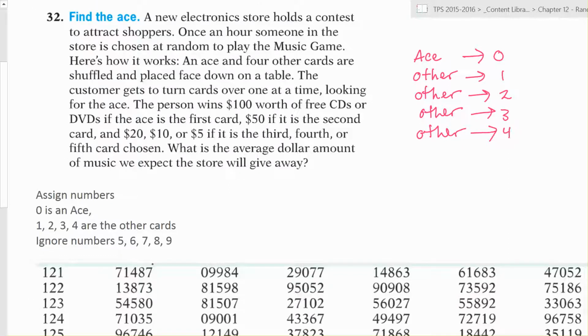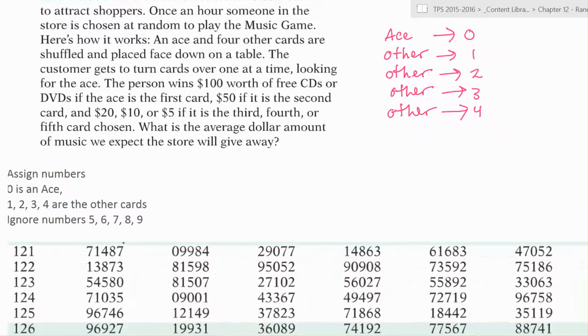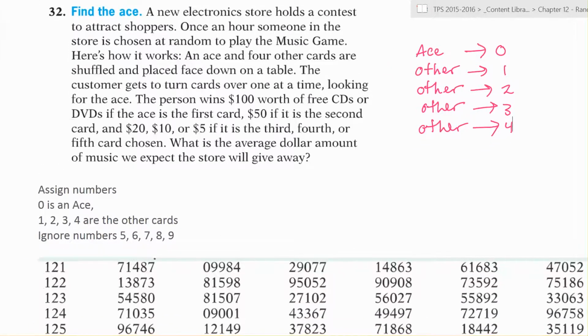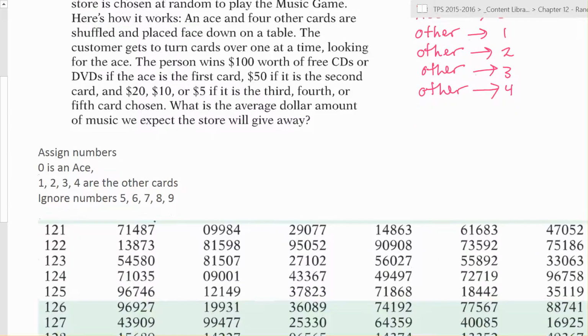We're told a person wins $100 worth of free CDs or DVDs if the ace is the first card, $50 if it's the second card, and 20, 10, and 5 if it's the third, fourth, or fifth card chosen. Okay, so we need to think about how we can use our random numbers to model this phenomenon and come up with some sort of estimate about how much money on average the person is going to win, or the store needs to expect to give away.